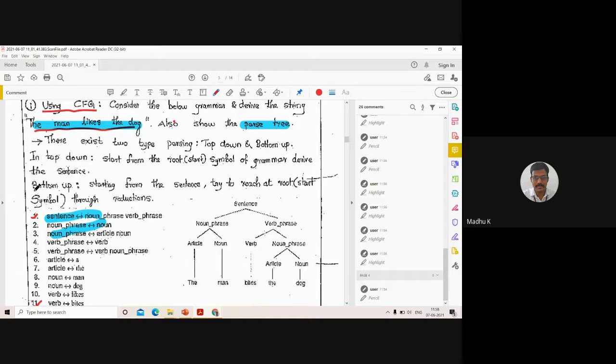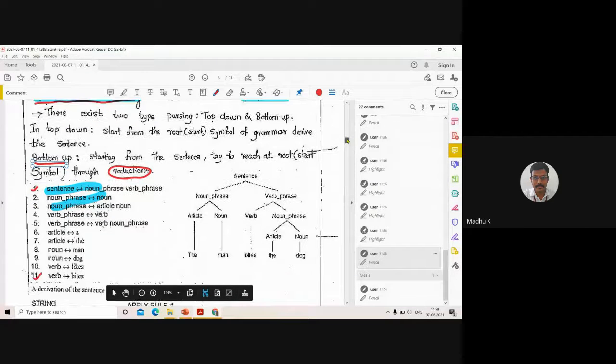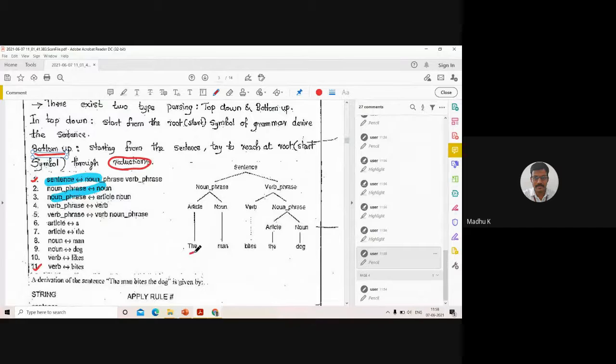Then what is the bottom up approach? What does bottom up mean? Starting from the sentence, we try to reach the root through reductions. We will start from the sentence components: the man bites the dog. Then we will apply reduction. So this is a bottom up approach.